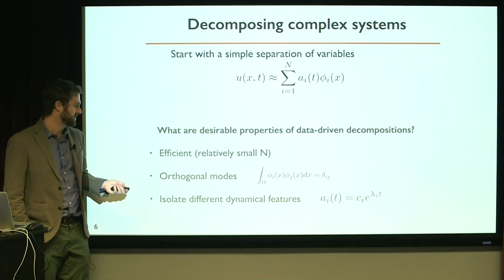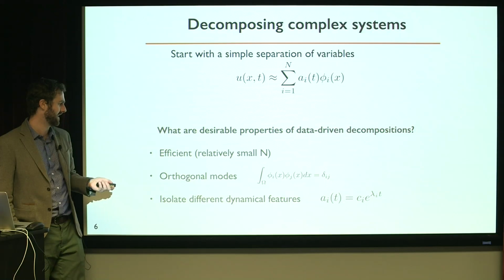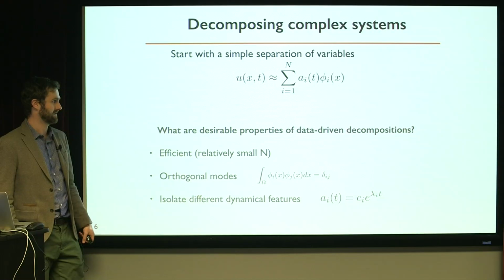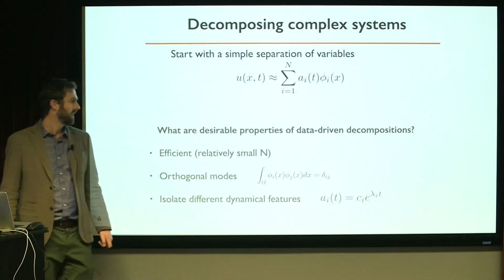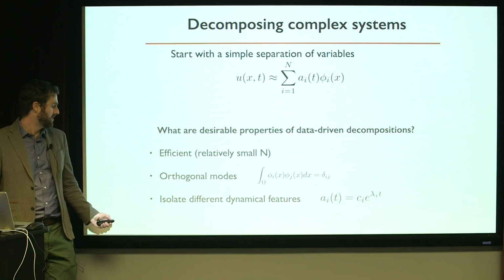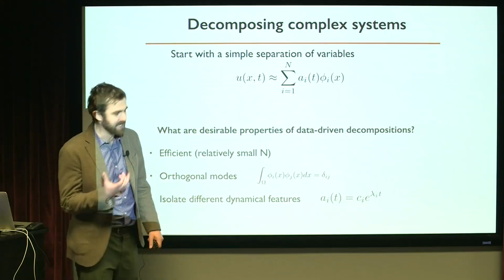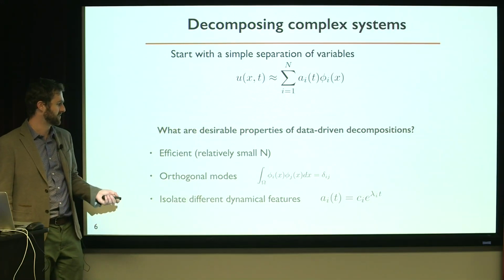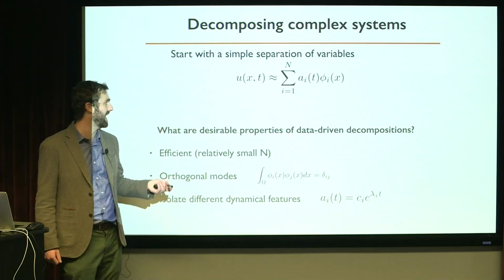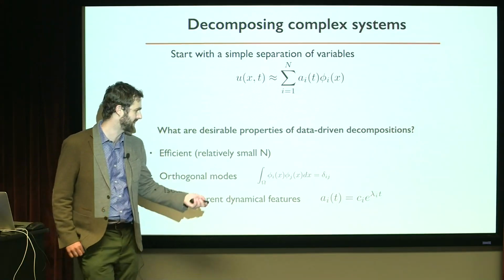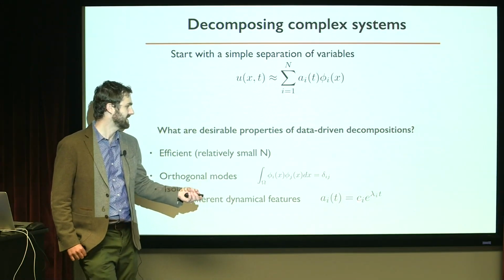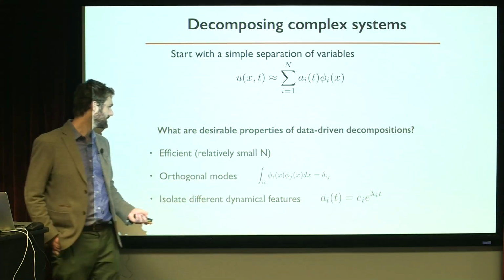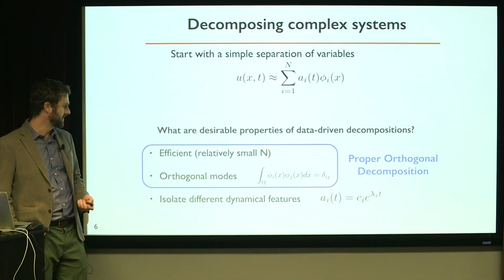It can also be convenient to have an orthogonal basis. So we might wish for our spatial functions to be orthogonal to each other. We also might want to be able to say something physically about what our functions represent. So perhaps we want to decompose our system in such a way where every spatial mode is associated with one temporal eigenvalue, or one growth, decay, or oscillation rate.